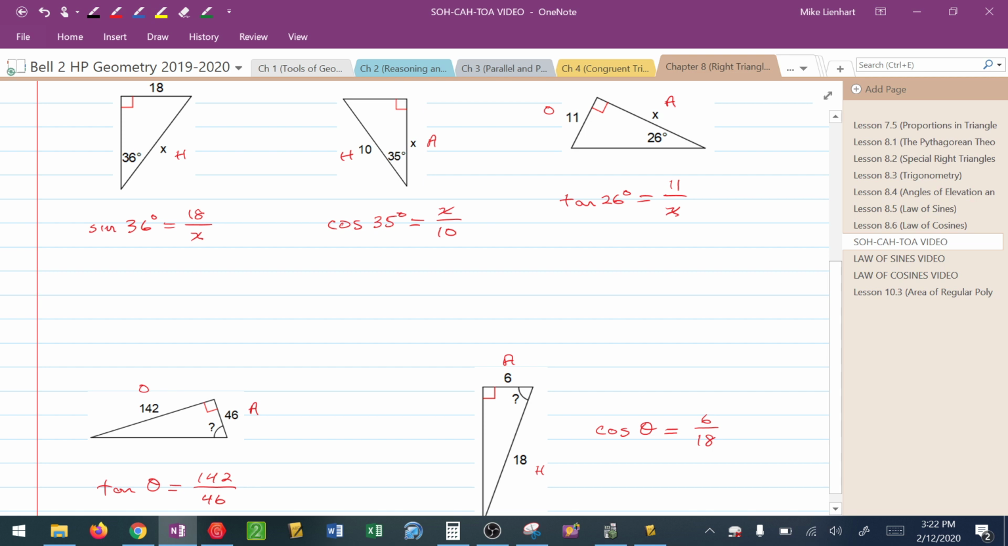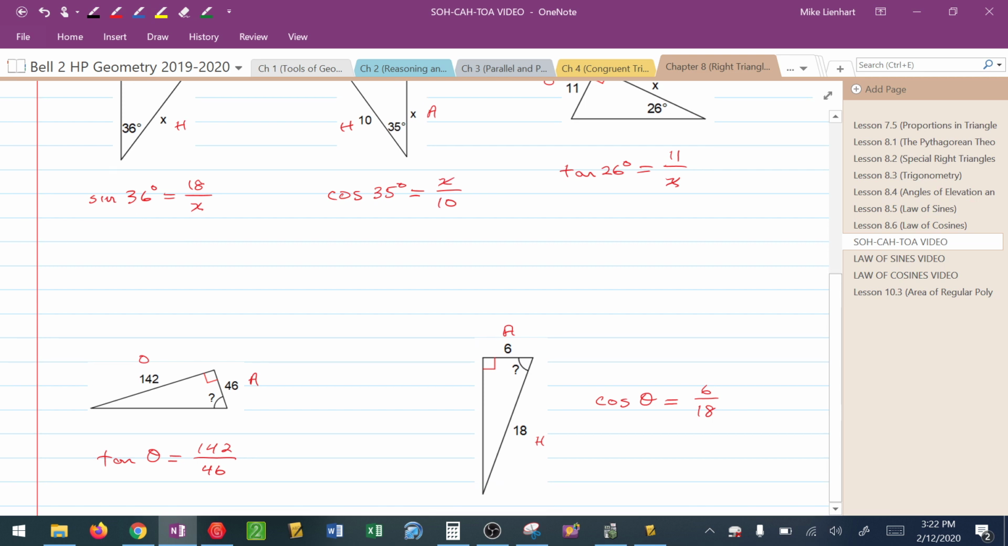To solve them, we have three scenarios that can occur. Scenario number one, I'm missing a side, and that side is in the denominator. Scenario number two, I'm missing a side, and that side is the numerator. Scenario number three, I'm missing the angle. Each one of those means I have to solve it differently.